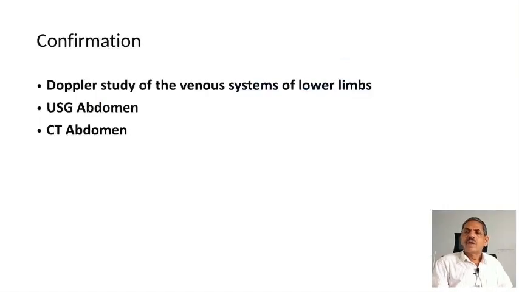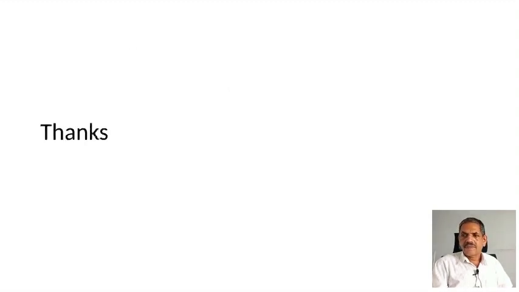Confirmation is by Doppler study of the venous system of the lower limb and ultrasound examination of the abdomen. Sometimes there can be a mass pressing on the iliac vein, so you sometimes have to resort to CT abdomen to see whether there is any obstruction to the inferior vena cava.